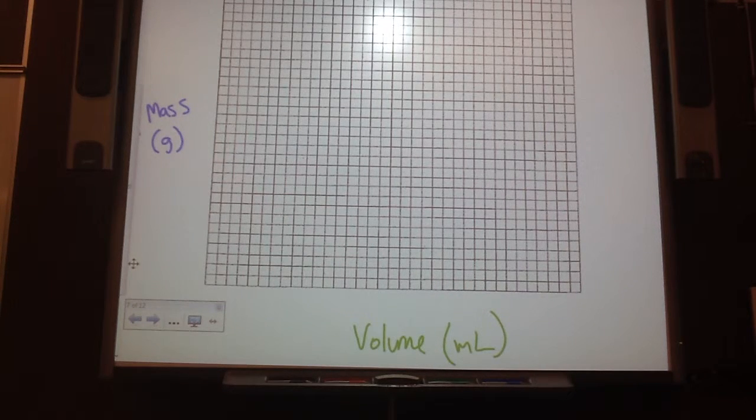It doesn't matter what you pick as long as it all fits and you go up by equal increments. You could pick different things than your neighbor and you'd still be right, as long as it fits and it goes up at equal increments.